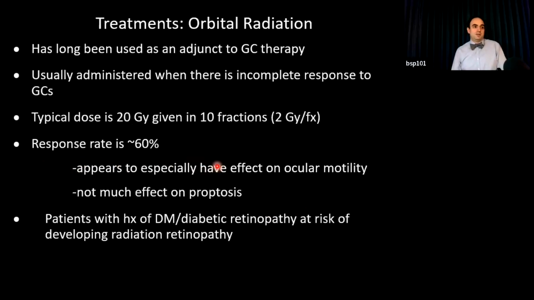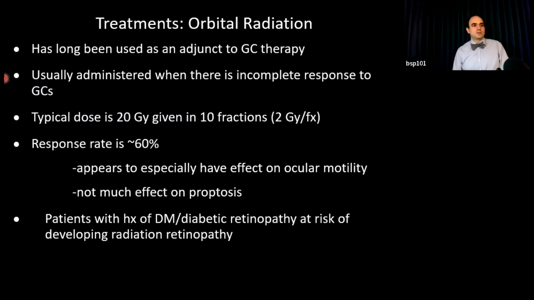And a very old treatment that goes with steroids, actually, maybe I should have put it up with steroids, is orbital radiation. It's been around for a long time. It's actually thought at the doses used to be quite safe. It's 20 gray in 10 fractions. And it's usually administered when there's an incomplete response to steroids after a few infusions. It's almost never given without steroids. It's almost never given alone. And it has a response rate of about 60% when added on to steroids, and seems to have its greatest effect on ocular motility with very little effect on proptosis.